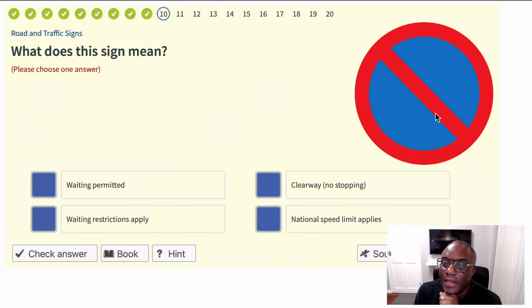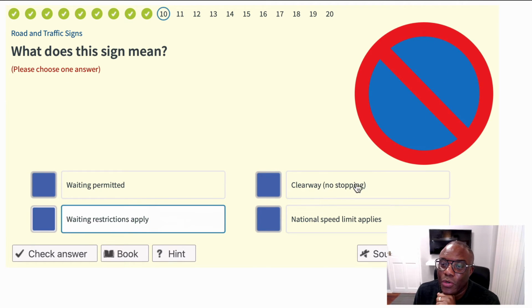So as I said, it's got to have a no in, well, I've not got to, but 95% of answers with no. So we're looking for a no in the answer. Waiting permitted, it hasn't got a no, so we can rule that out. Waiting restrictions apply. Possibility, because it is a no waiting sign.